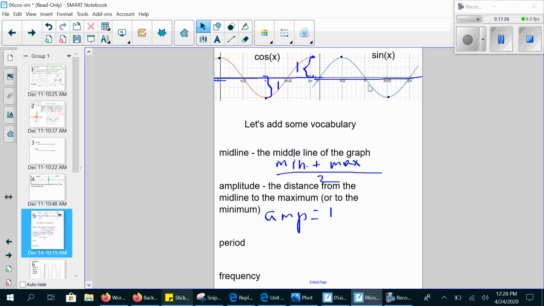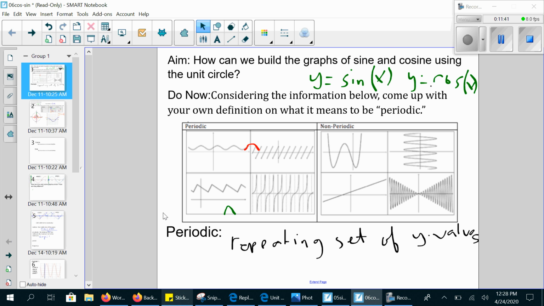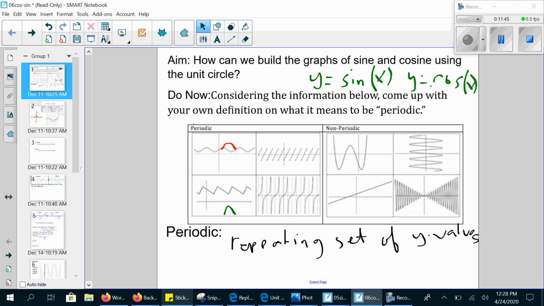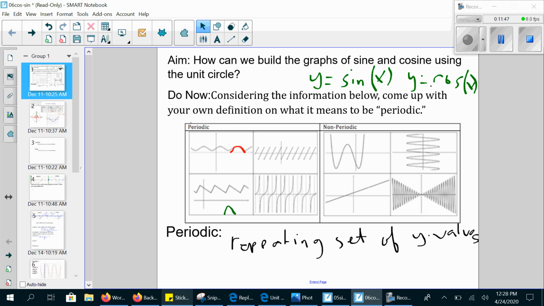And it's the same over on this sine graph. We go from this midline up to the maximum, and it's a distance of 1. So we have an amplitude of 1. And then period, you remember when we defined periodic functions, we said they had this pattern that was repeating over and over again. And I could grab a piece of that pattern and move it and cover the whole graph. That piece that I'm moving is called the period. It's the piece of the graph.